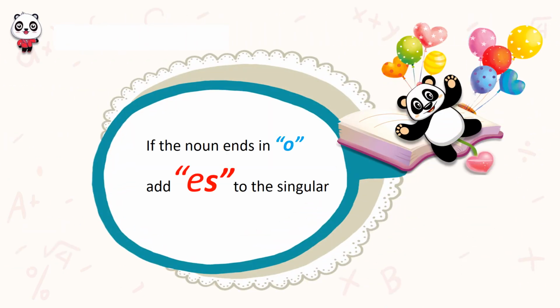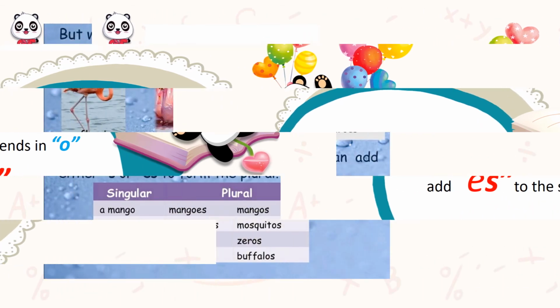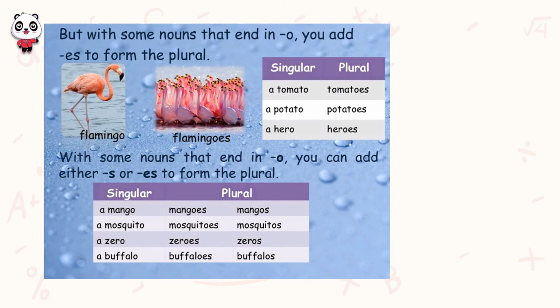The next rule: if the noun ends with o, add es. Just like tomato, tomatoes, add es to the end. Potato, potatoes. Hero, heroes. With some nouns that end in o, you can add either s or es for the plural. Both are correct. Mango, mangoes. Add es or just add s. Mosquito, mosquitoes. Add es or s.